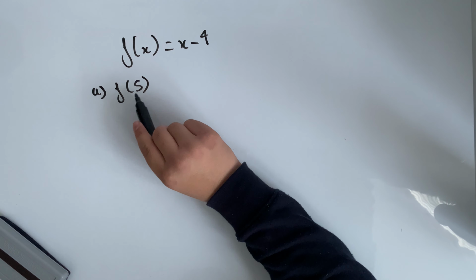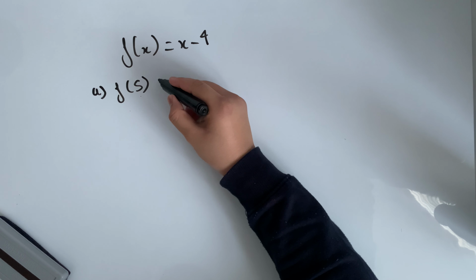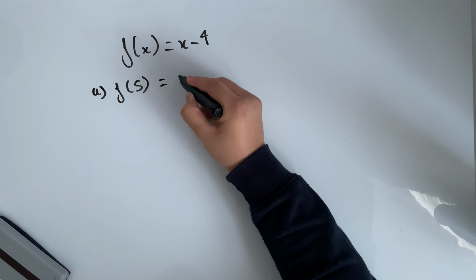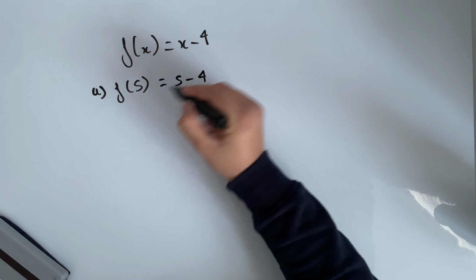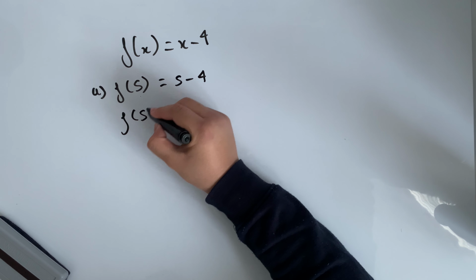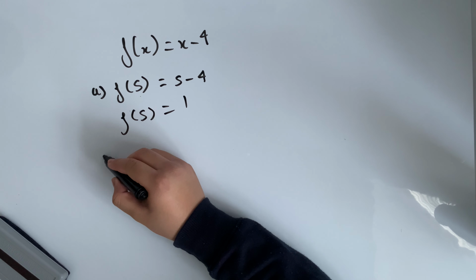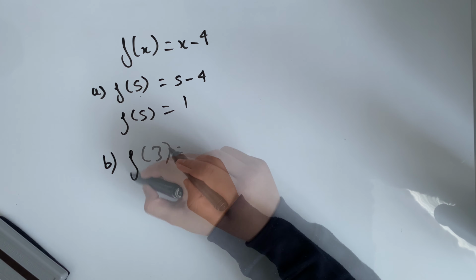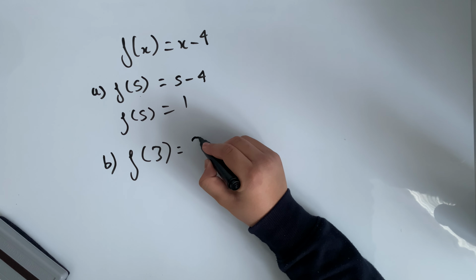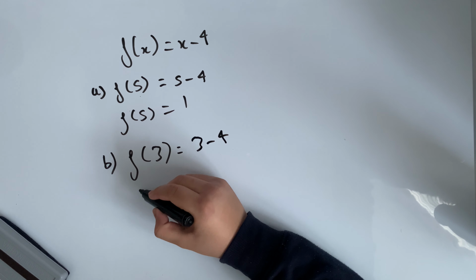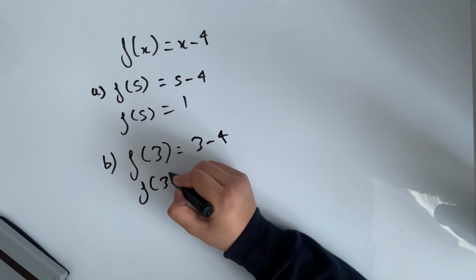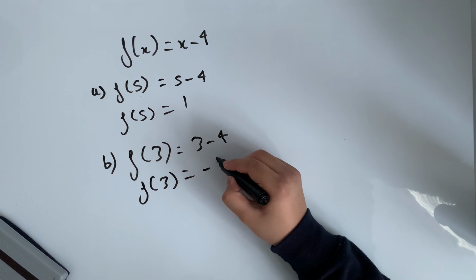will be replaced by 5. So this will simply equal 5 minus 4, equals 1. For b, it's simply the same thing. You write the x as 3 minus 4. Function 3 equals minus 1.